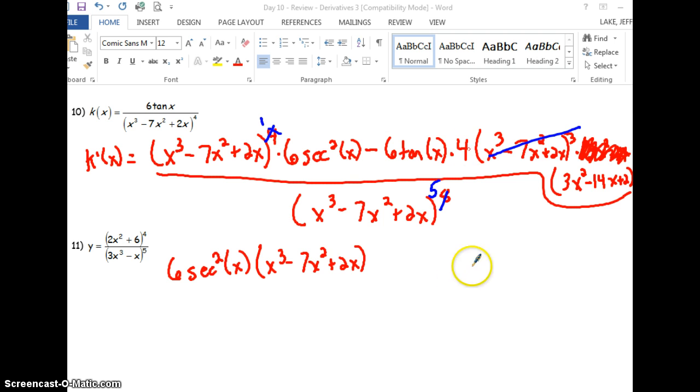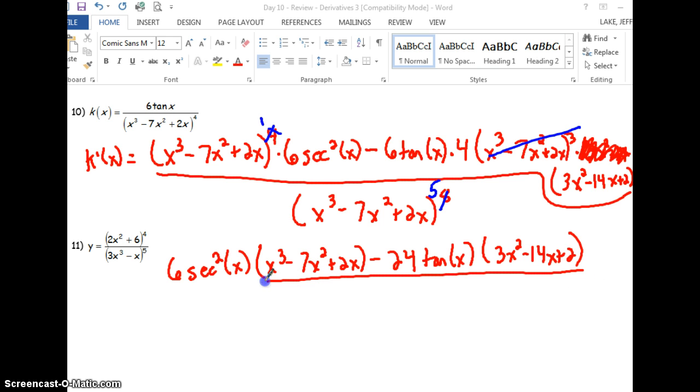The negative 6 times the 4 is going to give me a minus 24. Still have that tangent of x. And then I still have this 3x squared minus 14x plus 2. That's all over now (x to the third minus 7x squared plus 2x) all to the fifth.